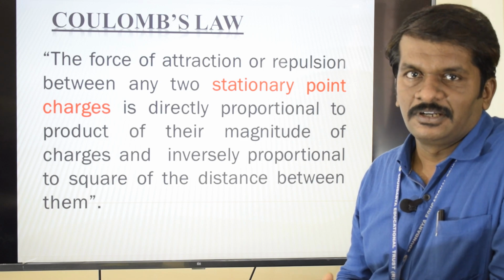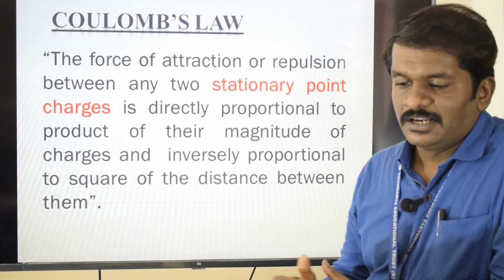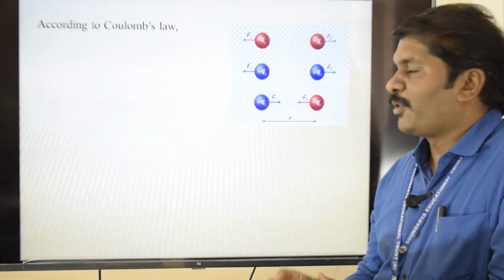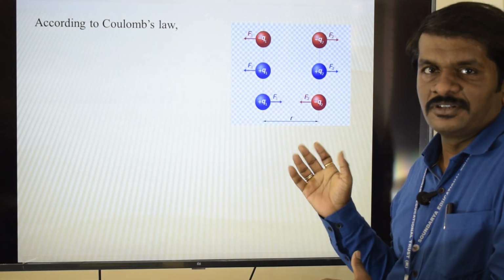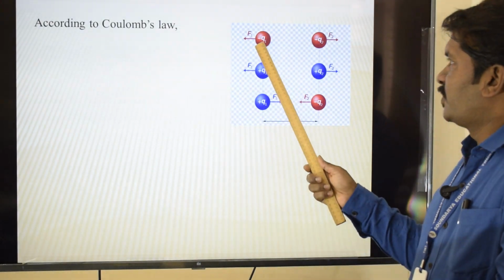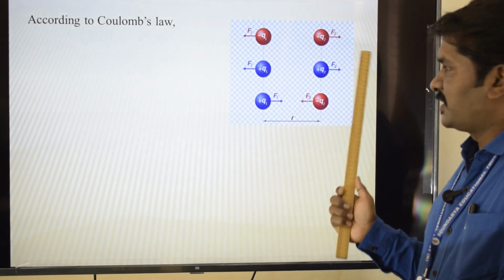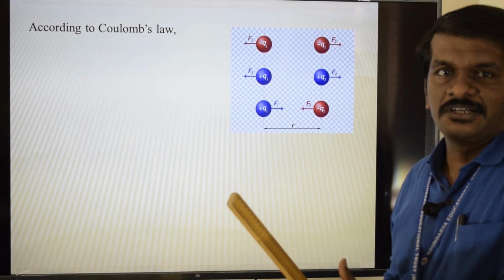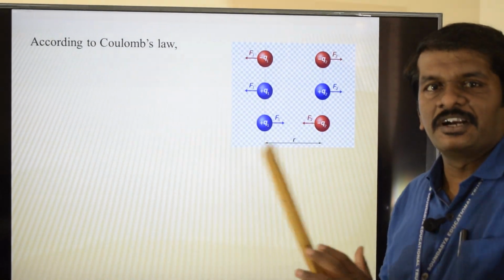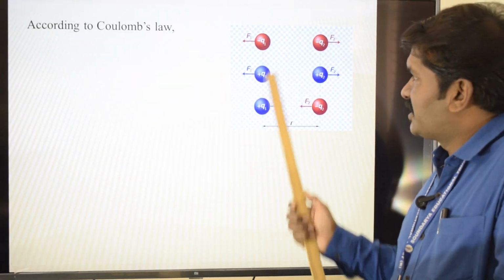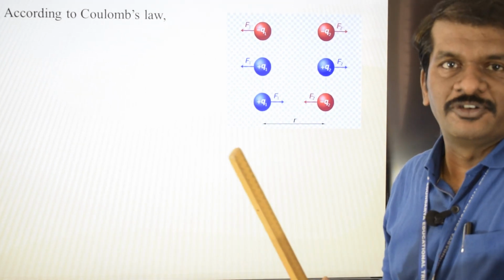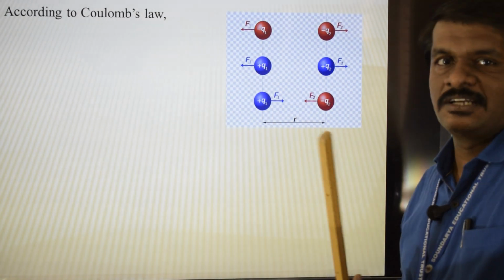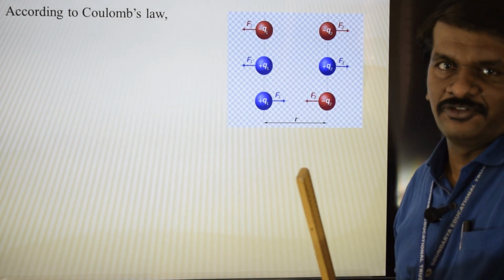To explain this law, let us consider two point charges. Observe this diagram. Here we have taken two negative charges, two positive charges, and one positive and one negative charge, to demonstrate the concept of repulsive and attractive force. If we take like charges, the force will be a repulsive force. If we take unlike charges, the force will be an attractive force.